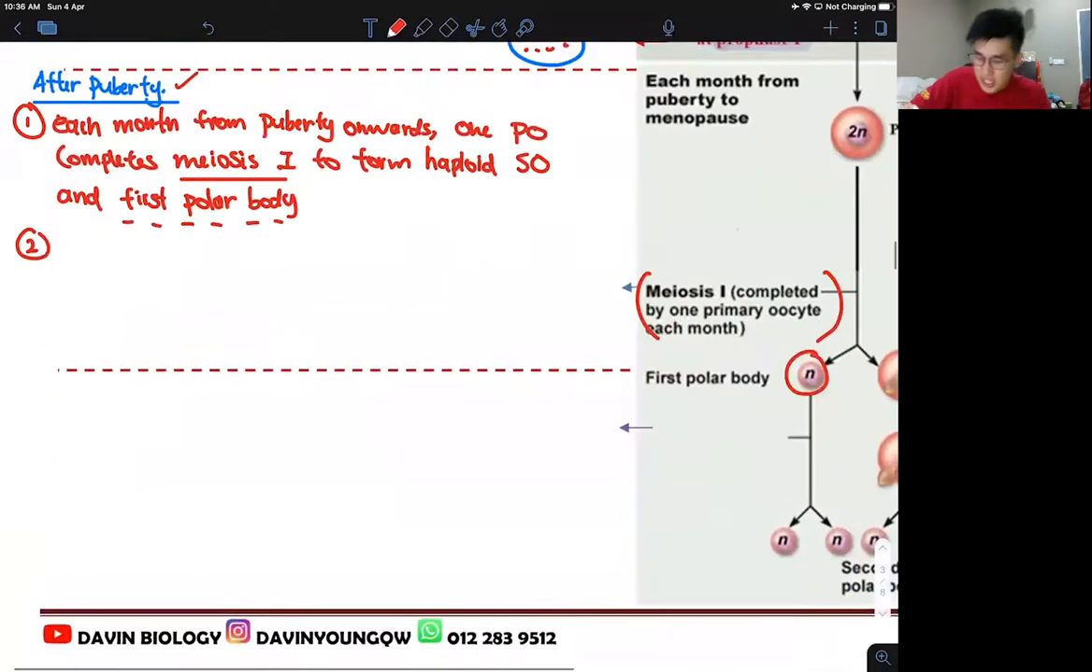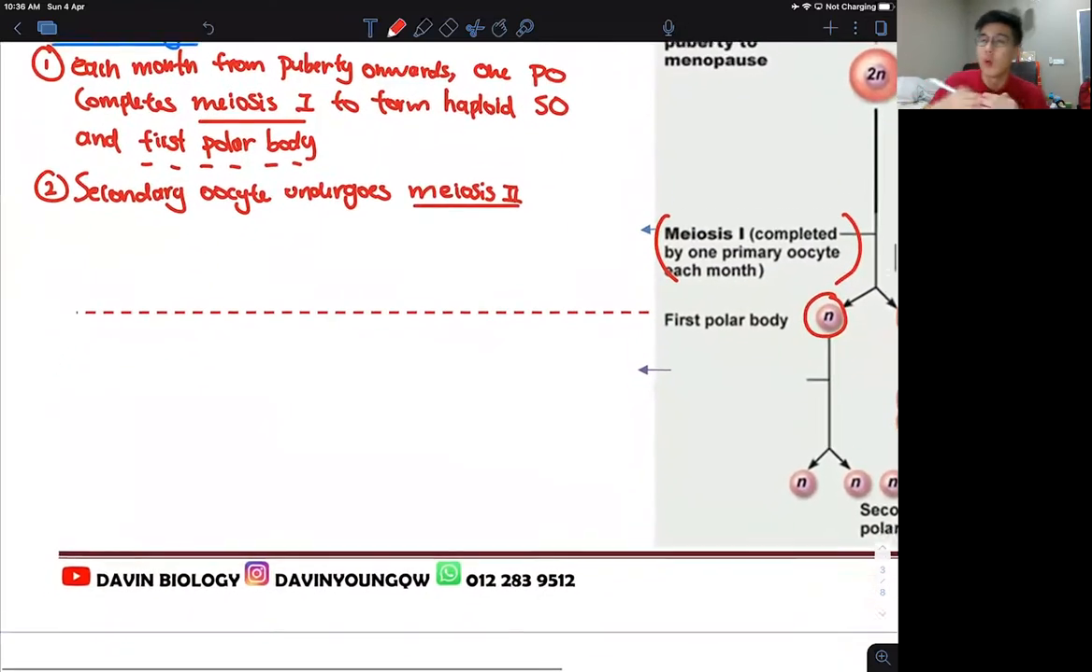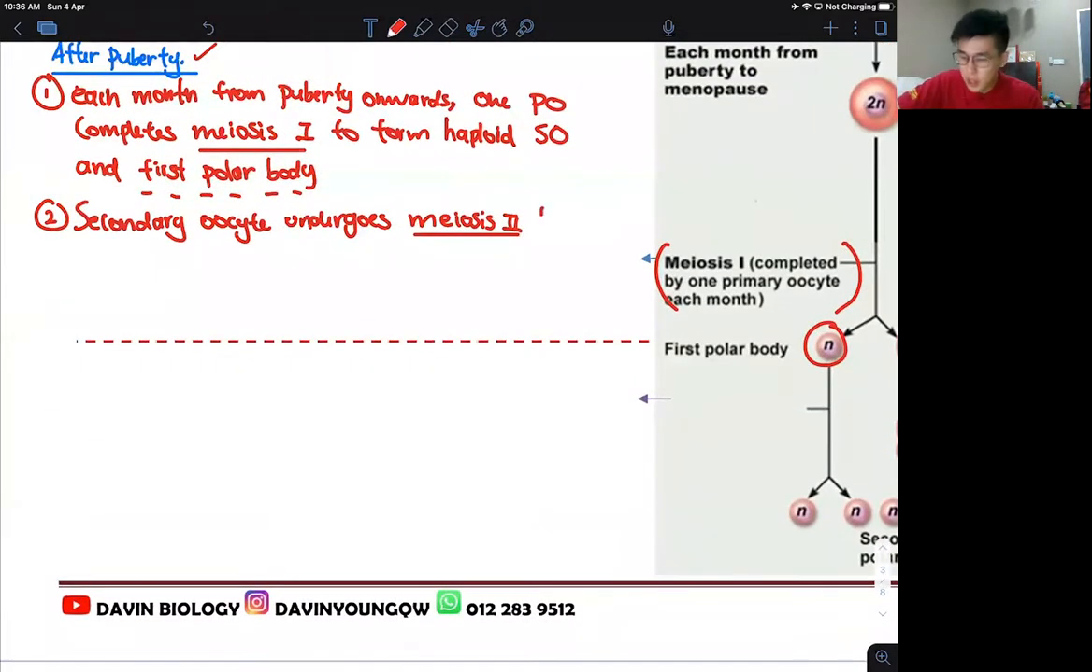So just to say secondary oocyte undergoes meiosis 2. And again, like I said, the meiosis process in female will not go all the way. Right? You go, stop, go, stop, go, stop. So now it will also stop halfway. Stop at, so remember we have the phases, so now you stop at the second phase, metaphase 2.